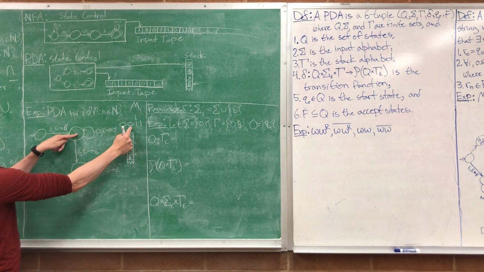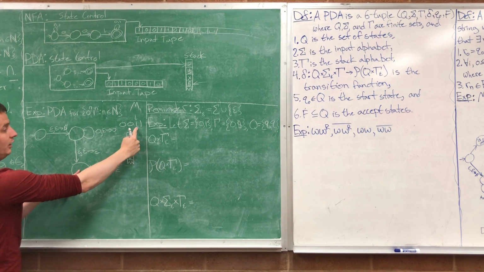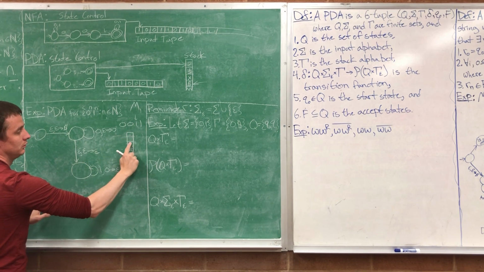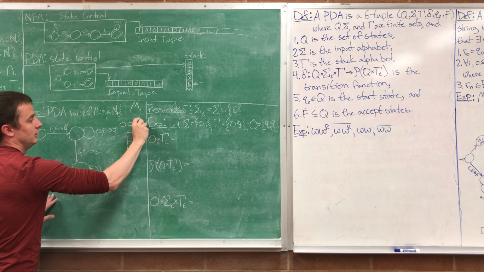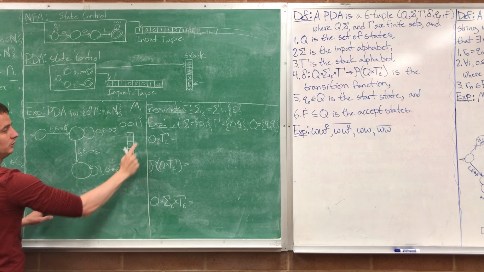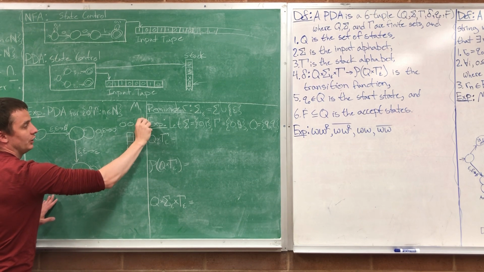So we read the 0, we read the 0. Now our head's at the 1. Without reading anything, I'm going to move to this state. Now I'm going to read the 1 and pop a 0. So now my head's over here. Now I'm going to read my last 1 and pop a 0. So now we're done reading our input string.